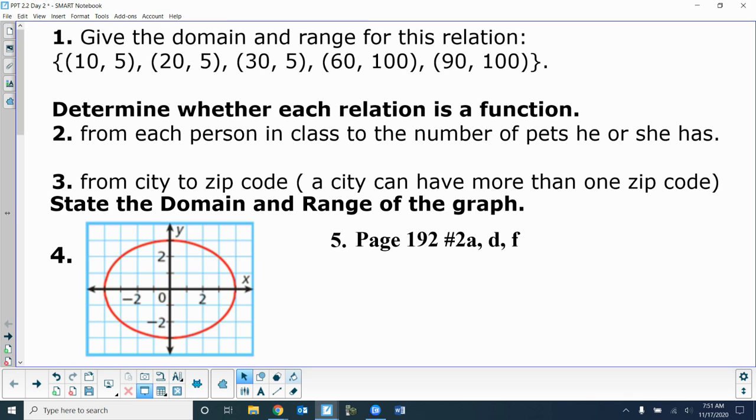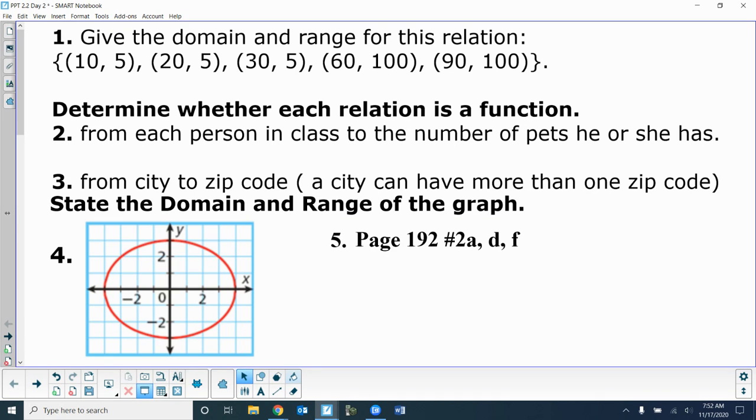That's okay, as long as every X, every person, has one Y, the number of pets. That's it, right? You can't have 2 different numbers of pets. You can have 2 different pets, but that would make it 2 pets. So that is a function.